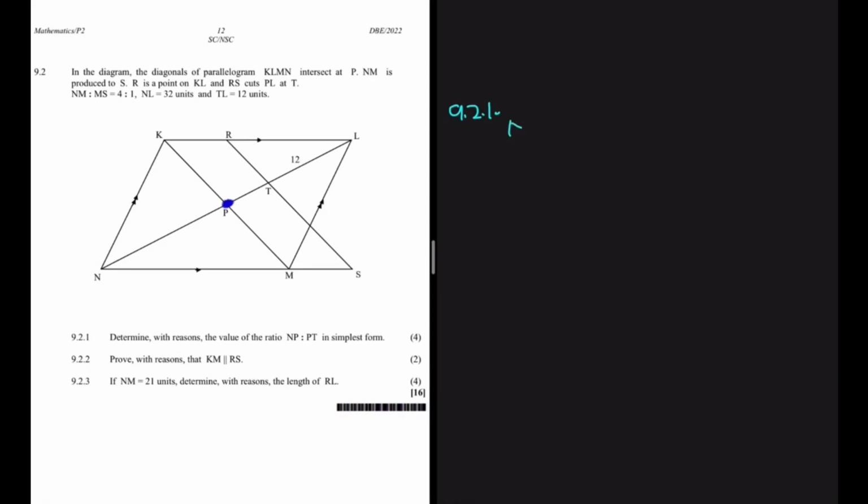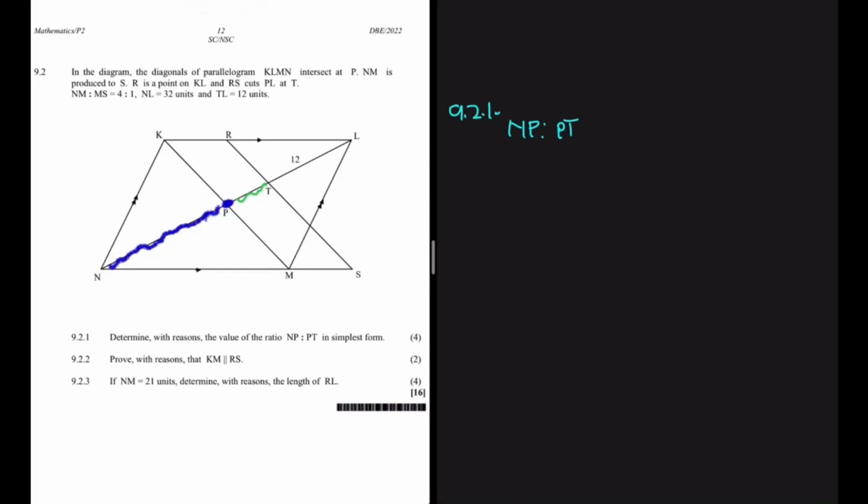the ratio NP is to PT in its simplest form. So let's look at NP is to PT. So we have NP right here, and then PT is right here. So if these two lines were parallel, then we would say that NP to PT is just 4:1, right? But then we are not given that information. We cannot just conclude that the line KM is parallel to RS. So we have to use something else. But what do we use, right?